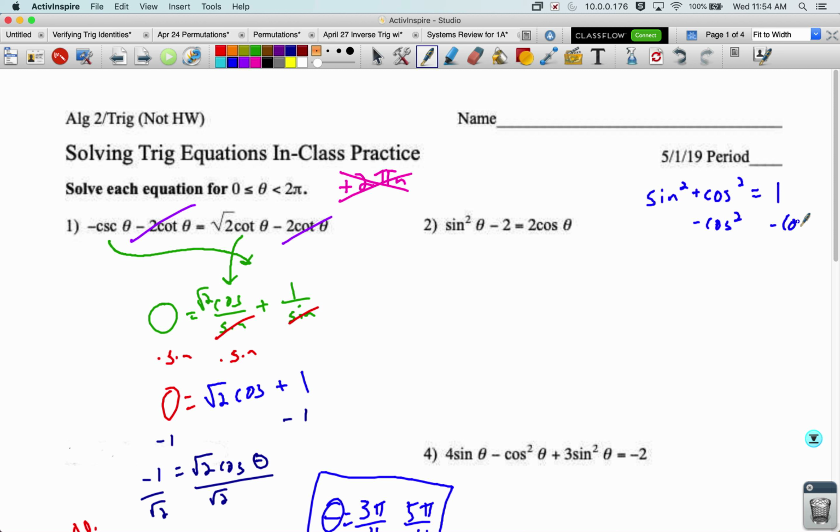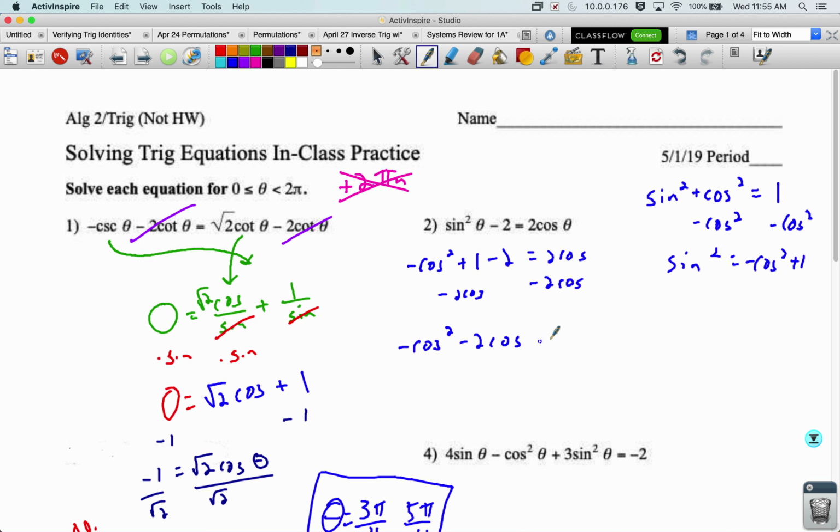So I'm going to subtract cosine squared from both sides. Sine squared equals negative cosine squared plus 1. So that's what's going to replace this here. So negative cosine squared plus 1 minus 2 equals 2 cosine theta. I'm skipping writing the theta for right now. We're going to subtract this 2 cosine from both sides as well as combine our like terms. So we got negative cosine squared minus 2 cosine minus 1 equals 0.